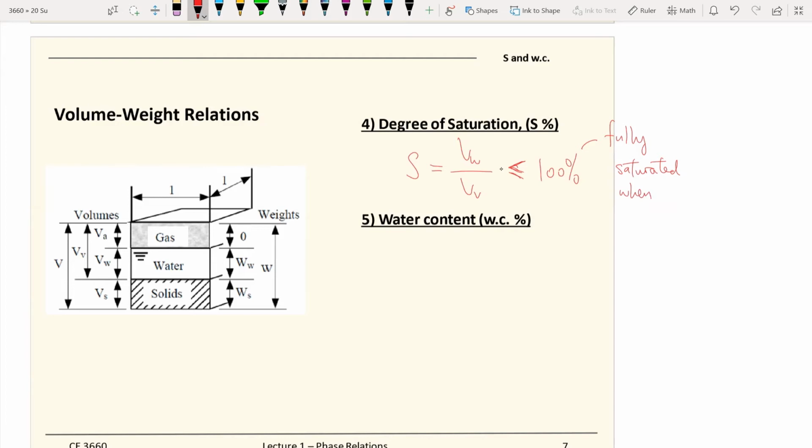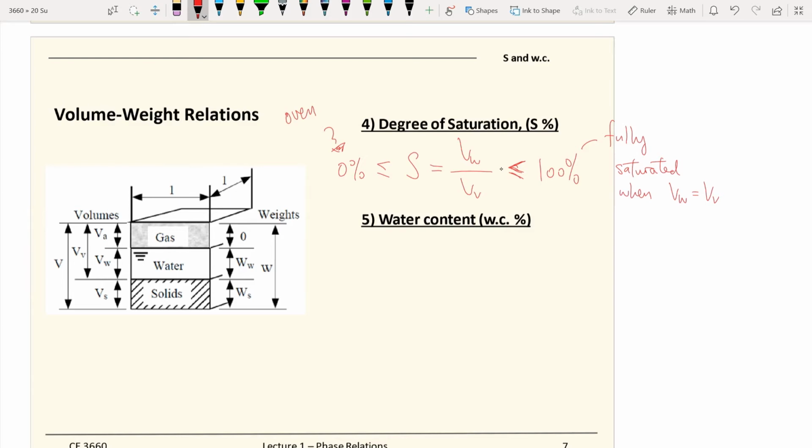When your volume of water is equal to volume of void, because now all the void is occupied by the water. And the other extreme case is you have 0% saturation, which means your soil sample is oven dried. Very unlikely, it's almost impossible. It happens in the field.